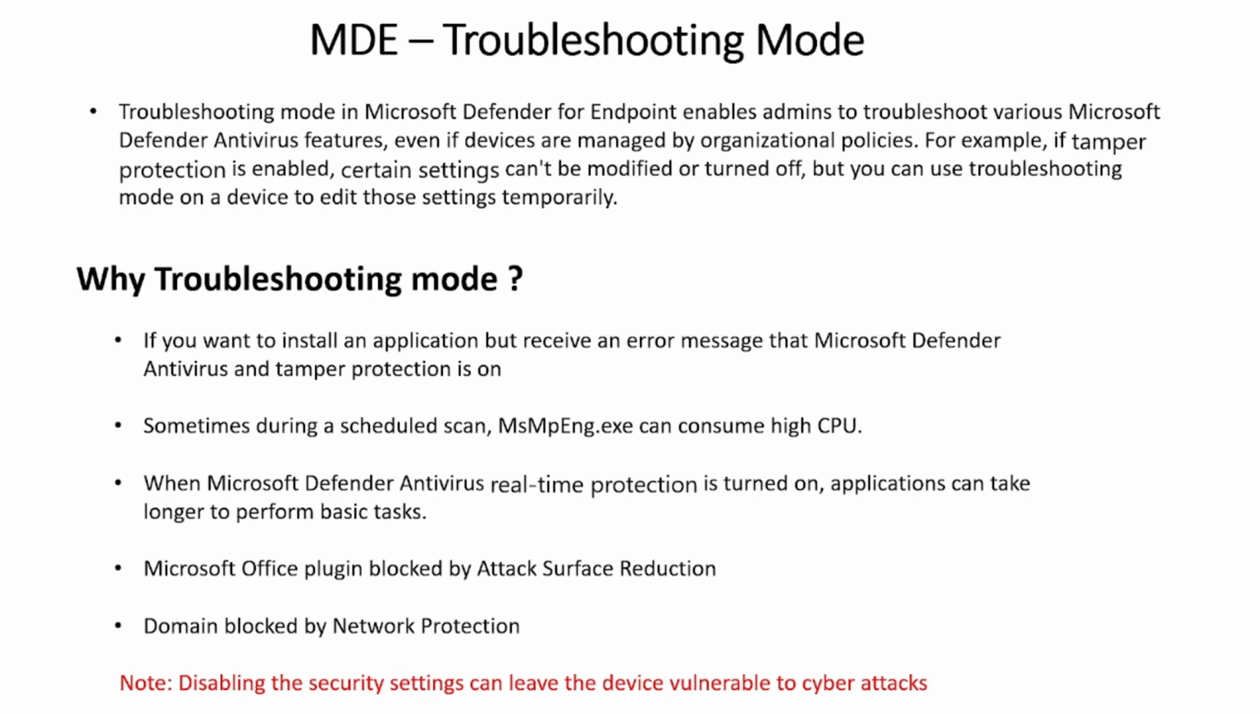Now you may ask in what scenarios we need this troubleshooting mode. Let's say you are trying to install some application, but your Defender antivirus or your tamper protection is not allowing it. Then you want to allow those specific processes, files or paths in your exclusions, just to make sure your antivirus is no longer interfering with the application installation.